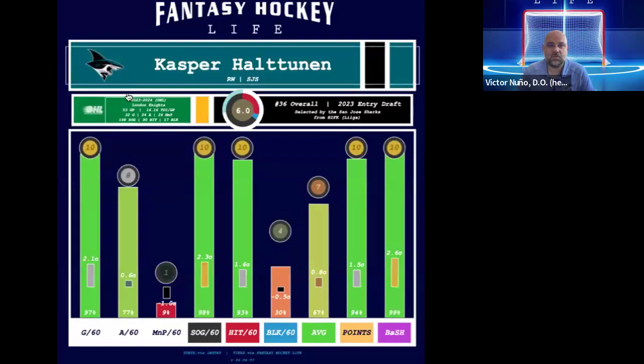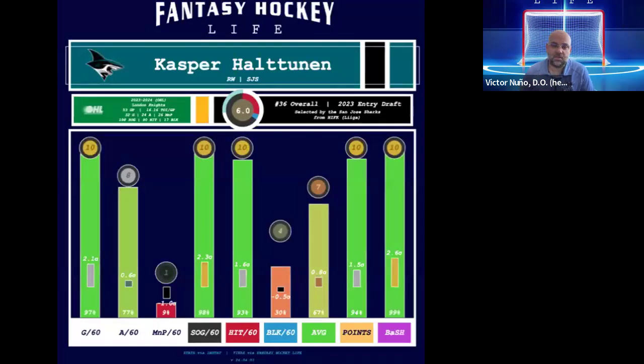pull him up as a forward so you can see the draft pick, the OHL, and you can see that he shoots and hits a ton, huge shots and hit totals. Blocks for a forward, obviously you wouldn't expect too much, but decent there. So his bash is really high, but he's also a good points option. I have him at only a 6, but there's still some decent upside there.